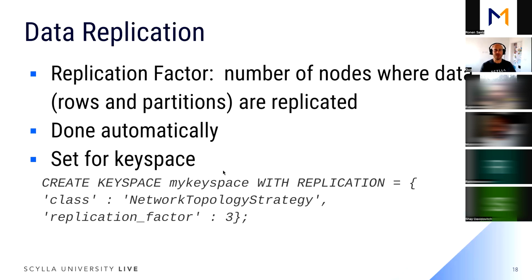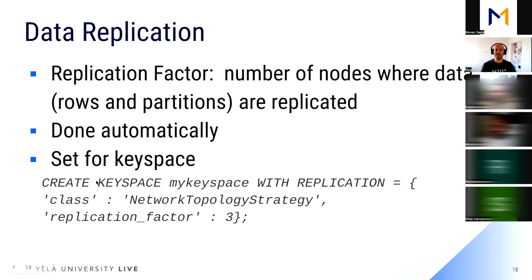Okay, so data replication. I mentioned data is replicated across different nodes. For each piece of data, we copy it to multiple nodes, and the number of nodes where data is replicated is defined by a setting called the replication factor. Replication factor, also abbreviated as RF, is something that you as the user determine according to your needs.